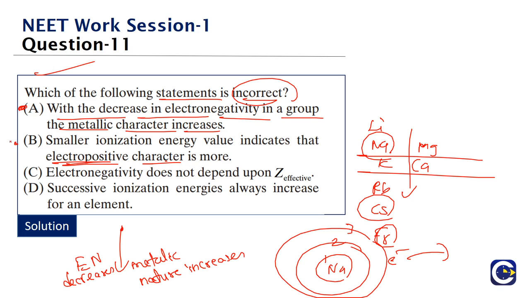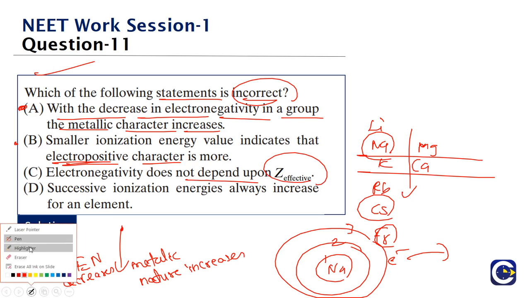So a small ionization energy value indicates that the electron can be easily removed, and hence that atom can easily form cations. It indicates the electropositive character. Look at option C. What is option C? Electronegativity does not depend upon the Z effective.